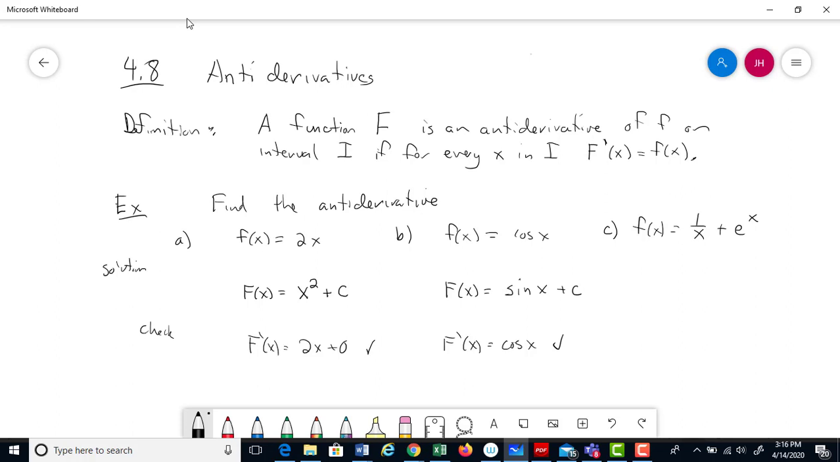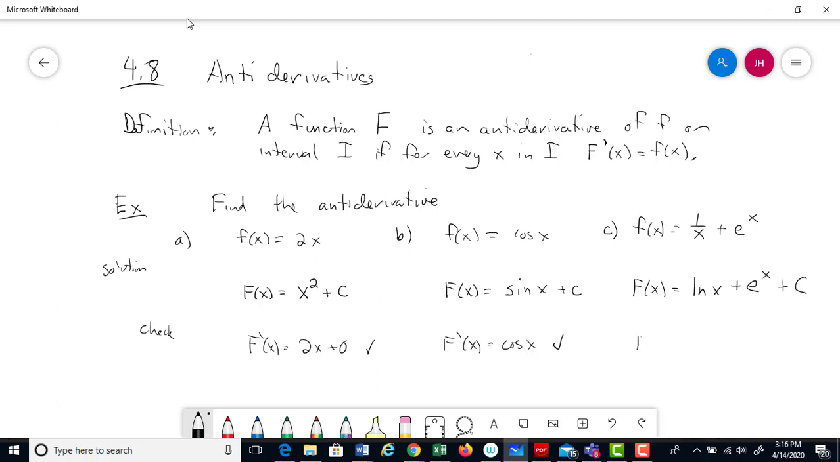And for c, capital F of x. What function do you take the derivative of to get 1 over x? Well, that is the natural log of x. And what function do you take the derivative of to get e to the x? Well, the derivative of e to the x gives you e to the x. And then, of course, plus c.